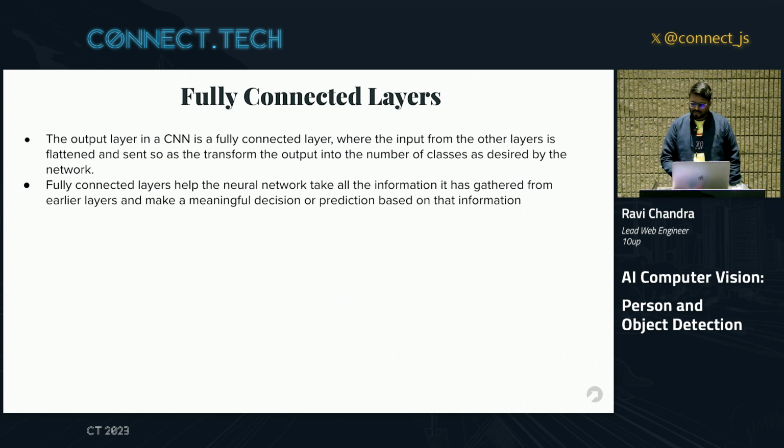And the last layer is the fully connected layer, which is a basic neural network layer which accepts the output from the pooling layer, reads it back, and based on the extracted features, it makes some meaningful decision or a prediction.